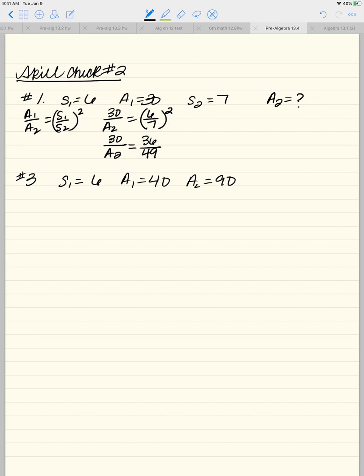Okay. 30 times 49. I'm going sideways because I didn't give myself enough room. You know, I hate it when you guys do that though. Okay. 30 times 49 is 1,470 is equal to 36 A2. Divide everything by 36. And that is 40.83333. So we are going to round to the nearest tenth. 40.8, and we're not given a particular unit, so we're just going to say units squared. Units squared because this is the area.